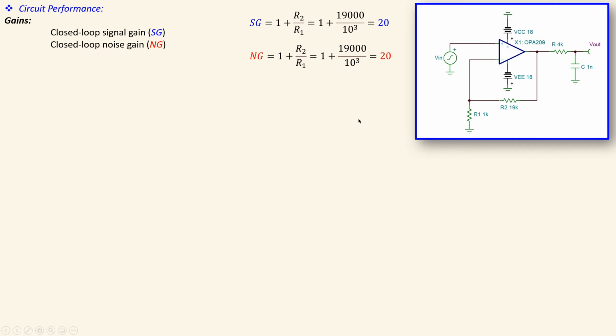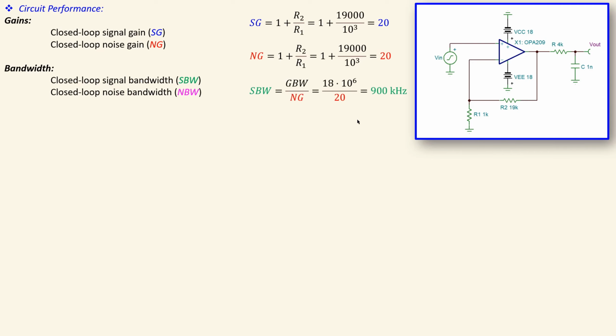So we'll have the signal gain is 20, noise gain is 20. So that's actually the same for this case. Now we also have the bandwidth, the frequency response of the circuit. We have the signal bandwidth and we have the noise bandwidth, which are really important. Now in this case we have also the external low pass filter, so that will also be very important to determine the actual signal bandwidth and also the noise bandwidth.